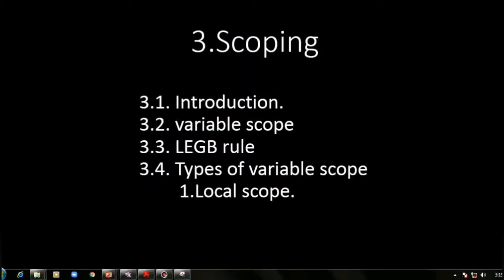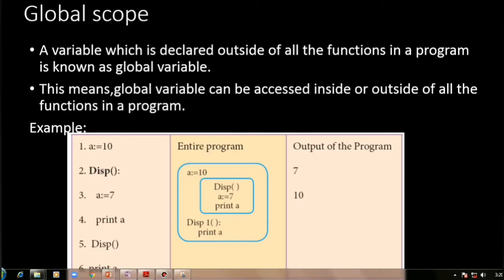In previous videos we covered 4 topics in chapter 3, scoping. The first topic is introduction, then variable scope, what is meant by the LEGB rule, and then types of variable scope. We discussed only local scope. In this video we discuss the remaining 4 different types of scope used for variables.